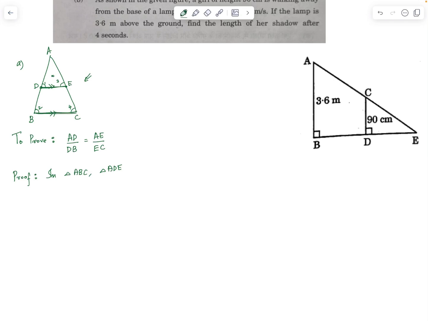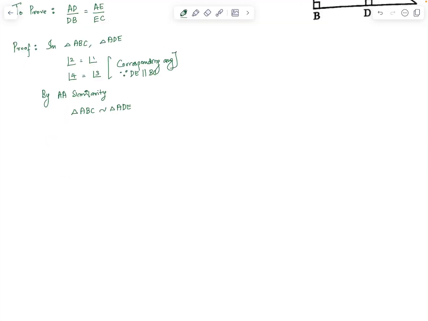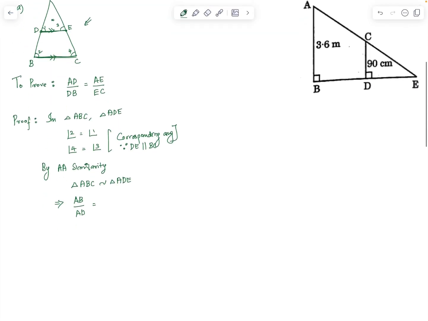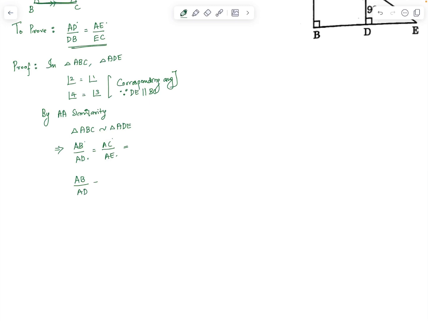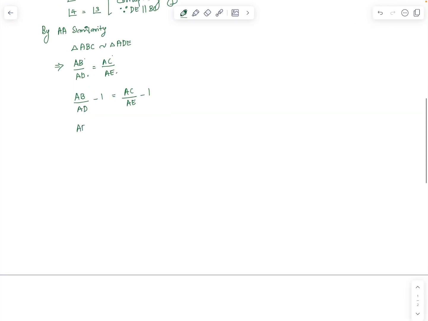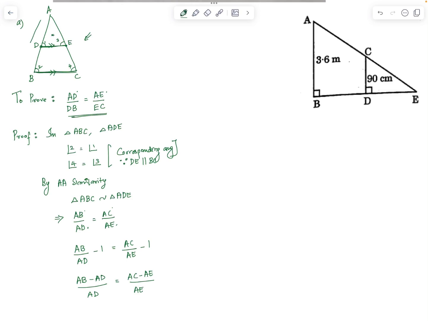Since two sets of angles are equal, then by AA similarity the triangles become similar. That is, AB upon AD is equal to AC upon AE. Subtract 1 on both the sides. After taking LCM, this becomes AB minus AD upon AD, which is equal to AC minus AE upon AE. AB minus AD: AB is a full length, and if we subtract this AD, we get the remaining part DB.